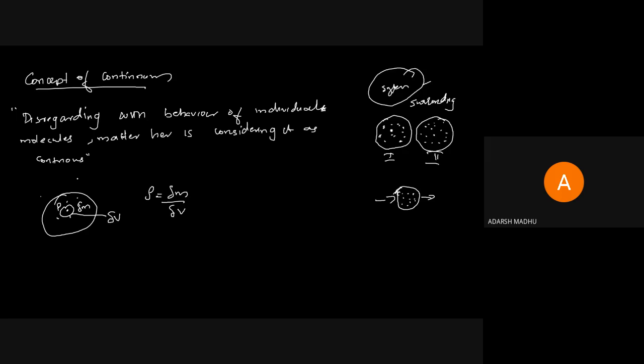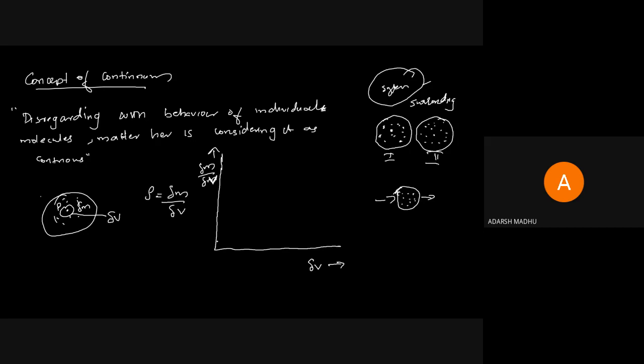So if we plot a graph, with delta V on the x-axis and delta M by delta V, the density, on the y-axis. Delta V is the volume, as it changes from place to place. Delta V, the small volume, is increasing, and delta M by delta V is the particular density at every point.